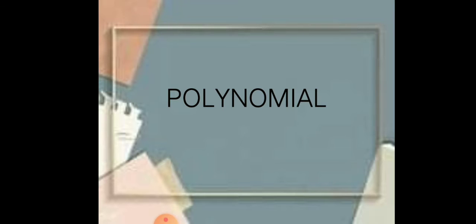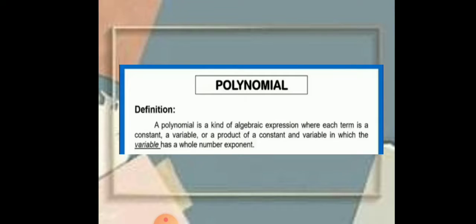Today, we will discuss what a polynomial is and how we will define if it is a polynomial or not. So, let's start our discussion. What is a polynomial? A polynomial is a kind of algebraic expression where each term is a constant, a variable, or a product of a constant and a variable in which the variable has a whole number exponent.